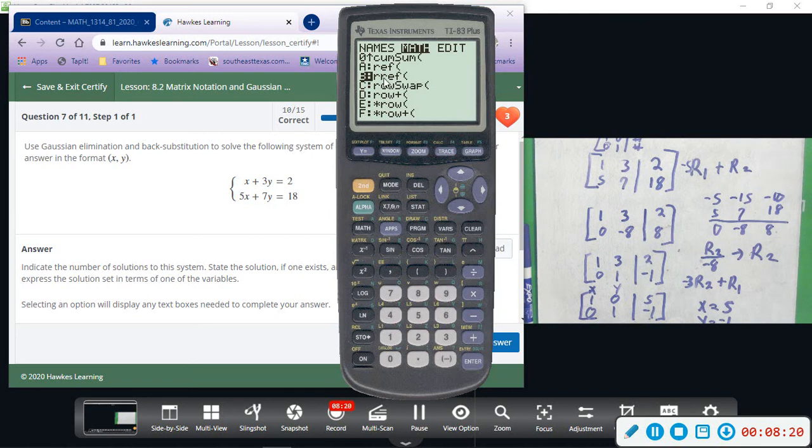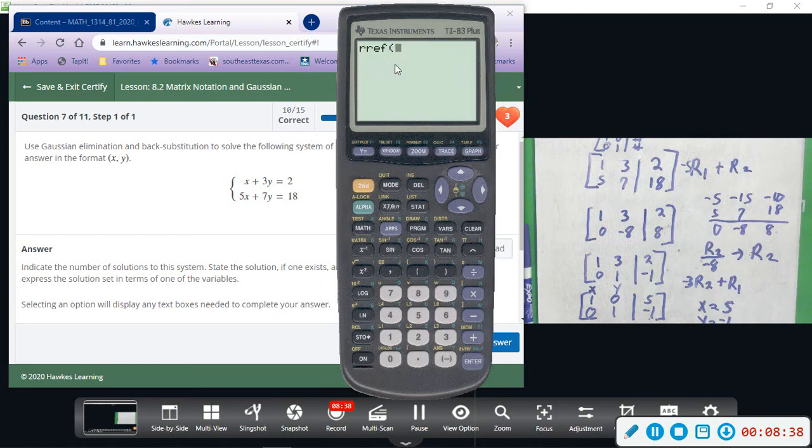In this term you will see in the section, RREF stands for Reduced Row Echelon Form. And what it's doing is it's solving the equation and setting it up like this. This is what we call Reduced Row Echelon Form. So we're going to go to option B and hit enter.